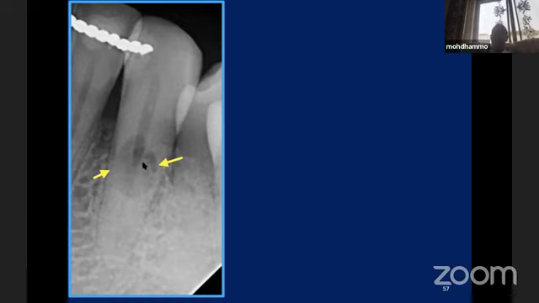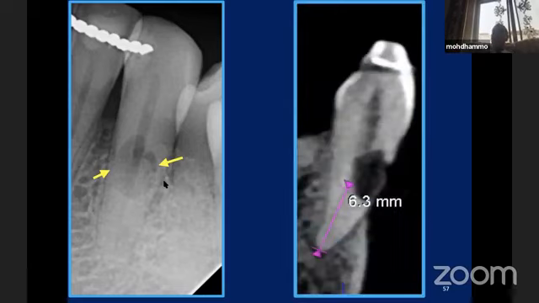I will ask for a CBCT, small field of view for this tooth, to differentiate and to know the proper diagnosis. And every time I take a CBCT, sometimes I am shocked, because in a case like this, we have a resorption here, and this resorption caused perforation of the tooth. So don't rely on two-dimensional X-rays, and if you have resorption, always think about CBCT.